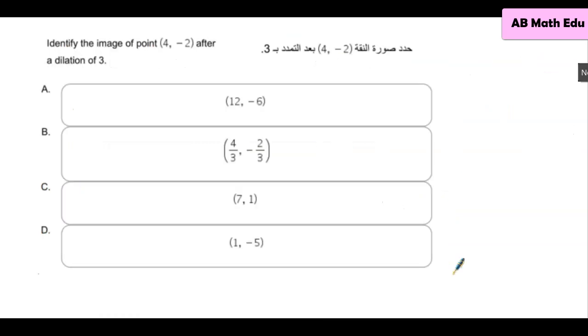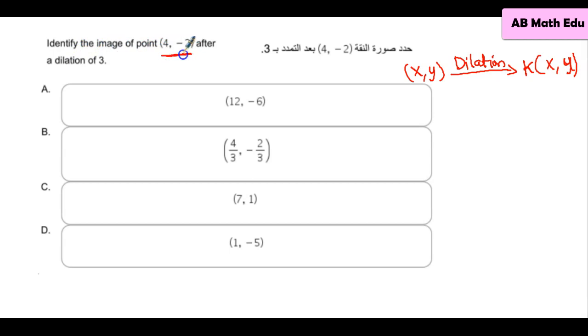Let's look at the last one for today. We have a question here that we're supposed to also work on, which is a transformation of a point. So we know that this is the pre-image, and if it is going through a dilation, which is an enlargement or reduction, there is a factor k, and that is going to produce the image. Here, identify the image of the point.